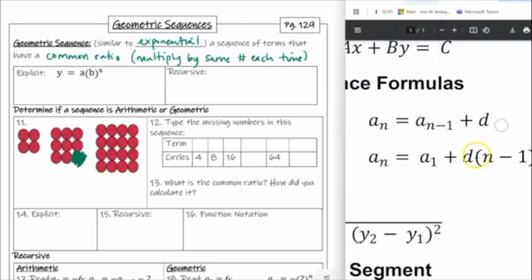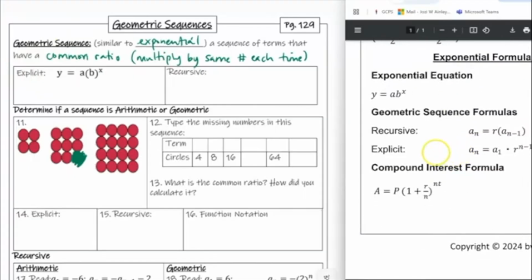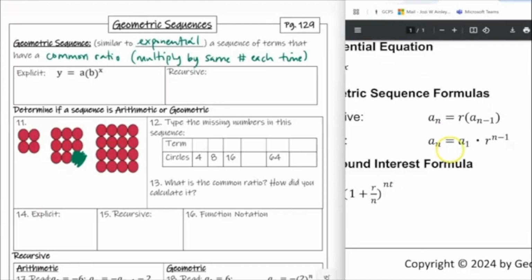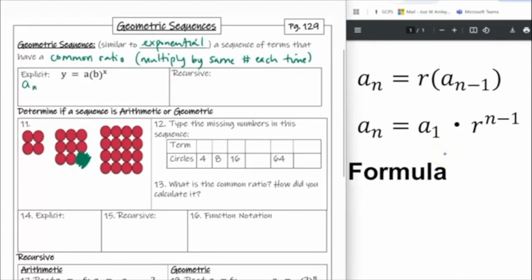Let's take a look at the formula for geometric. So we've got exponential, geometric, explicit. So it's the second one right here. It's going to be a sub n is equal to a1 times the ratio raised to the power of n minus 1.